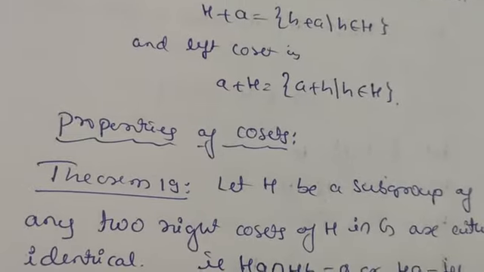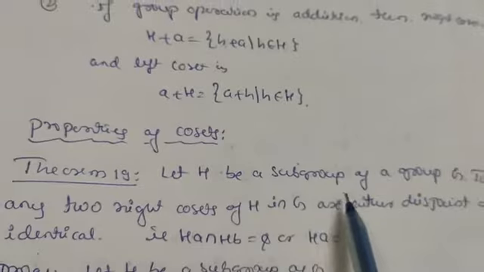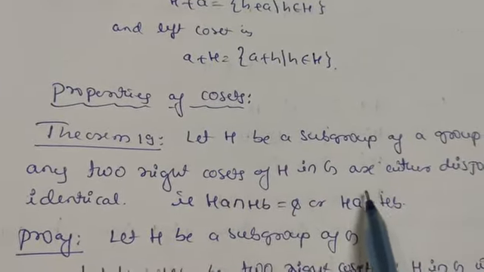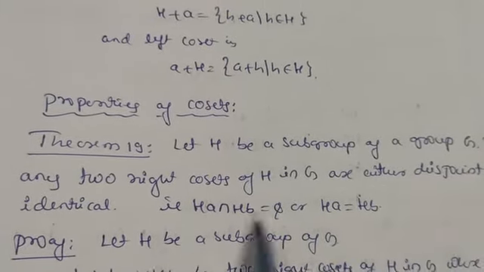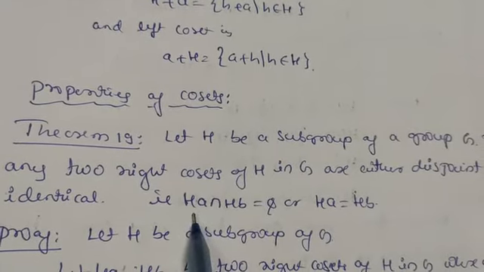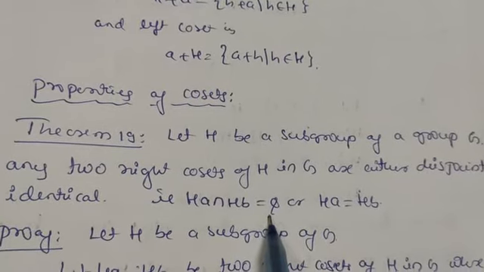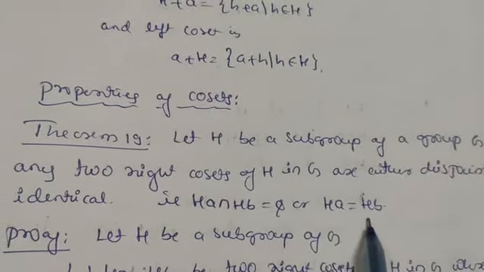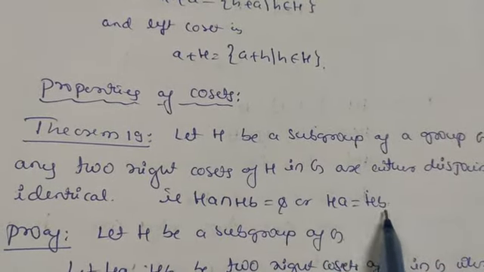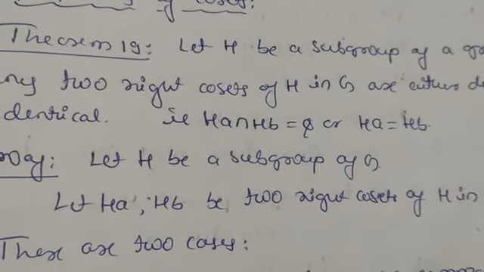Let us take some properties on cosets. Take one theorem in this. Let H be a subgroup of a group G, then any two right cosets of H in G are either disjoint or identical. That is, suppose we take two right cosets HA and HB. Their intersection is a null set or they are the same. Null set means there is no common element in these two, or they are identical. We have only two options here: either they are disjoint or they are identical.